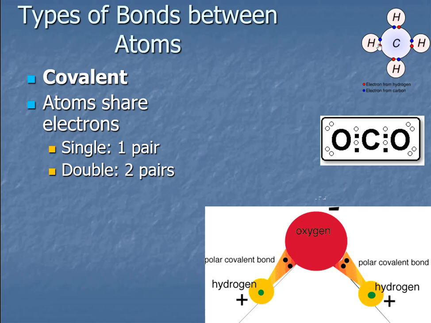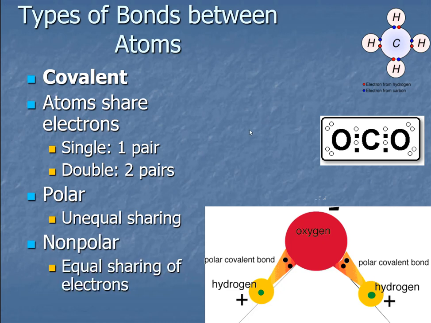So that would be a single bond. If you look at carbon dioxide, you've got carbon and 2 oxygens. You can see in this case they're sharing 2 pairs. And so these are both examples of covalent bonds because the atoms are sharing electrons.